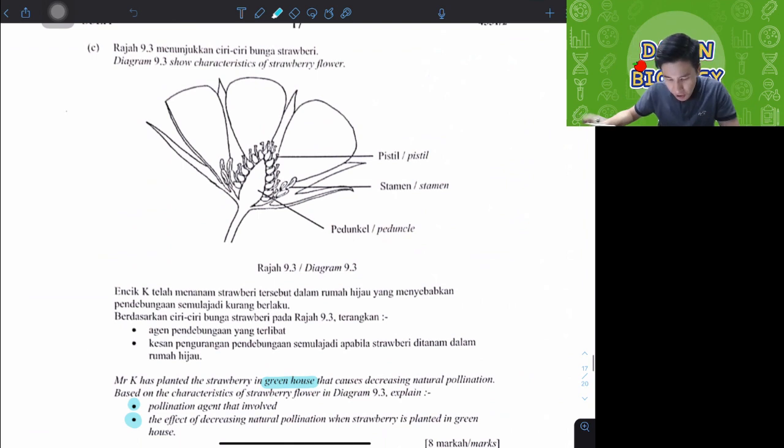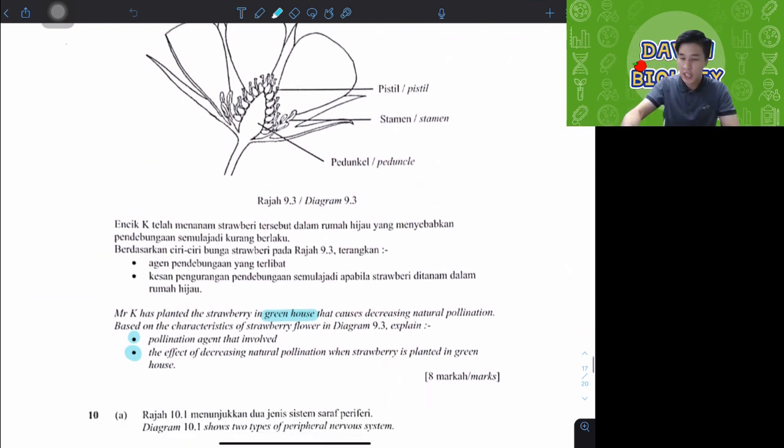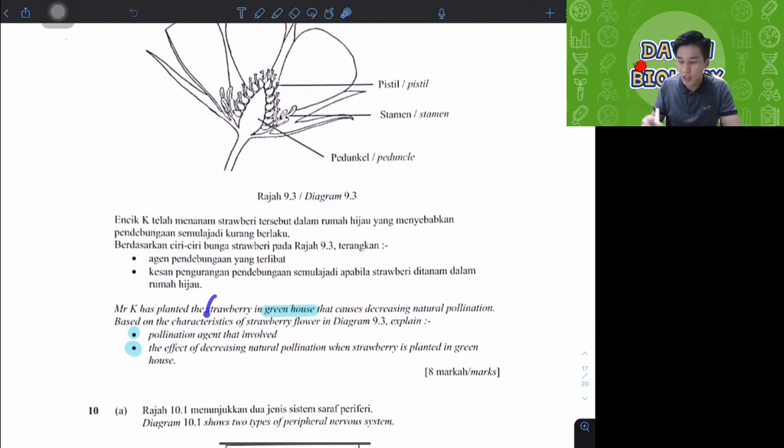Alright, so C, they say Mr. K has planted strawberry in a greenhouse. So greenhouse is not a green color house, but it's like a glass house they use to plant crops inside it. Okay, plant vegetables, fruits, and so on. So they say which decreases natural pollination.